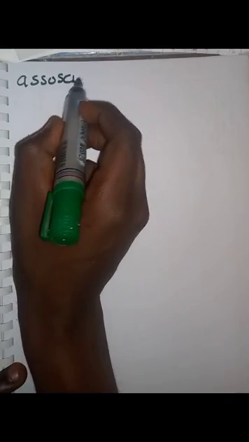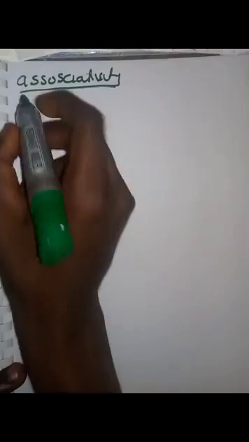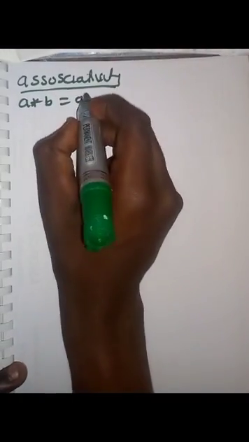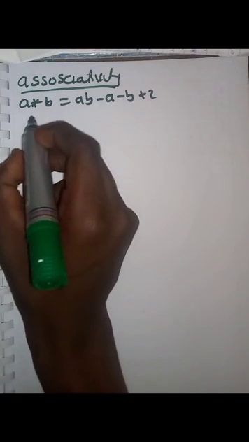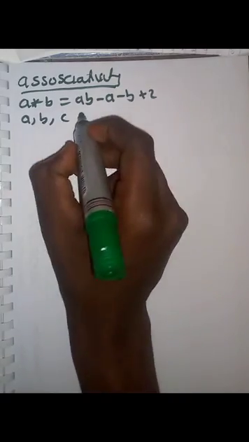Let's now see associativity. Let's see, remember our A star B is given as AB minus A minus B plus 2. For associativity to exist, I can pick 3 elements at random. I can pick the elements, let's say, suppose A, B, C, they belong to the set S.